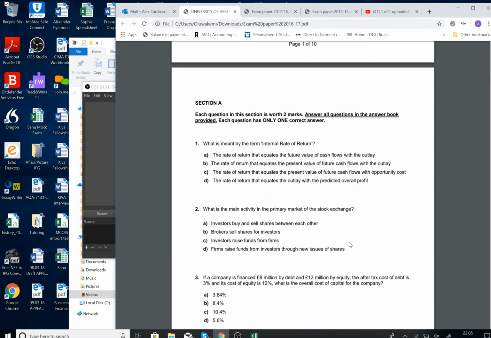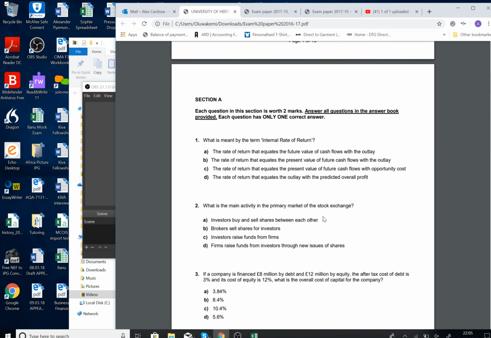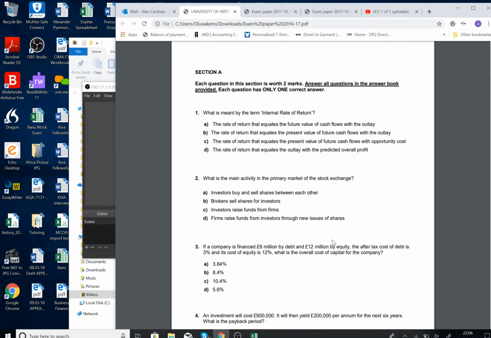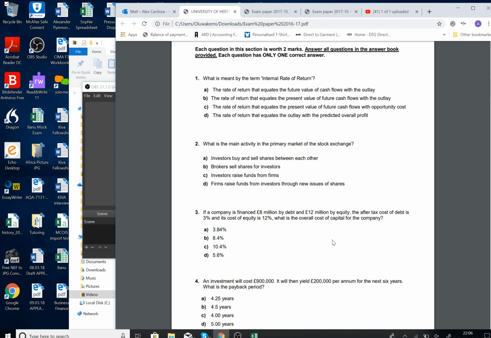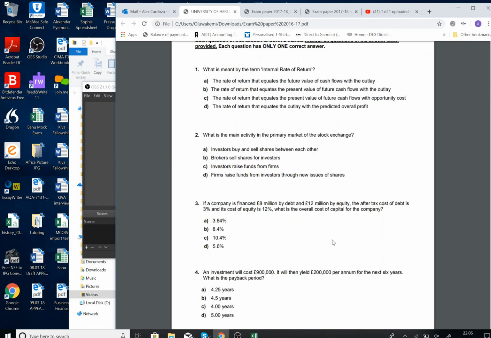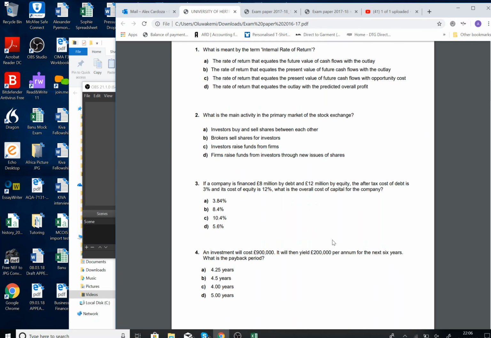So the term internal rate of return. The internal rate of return is the rate of return that equates the present value of future cash flows with the opportunity cost. Yeah, that is the internal rate of return. Okay, so it's C. So 1 is C. Okay, so 2 is C again, so it's exactly the same question. Okay, so it's exactly the same question again here, which is 3B.